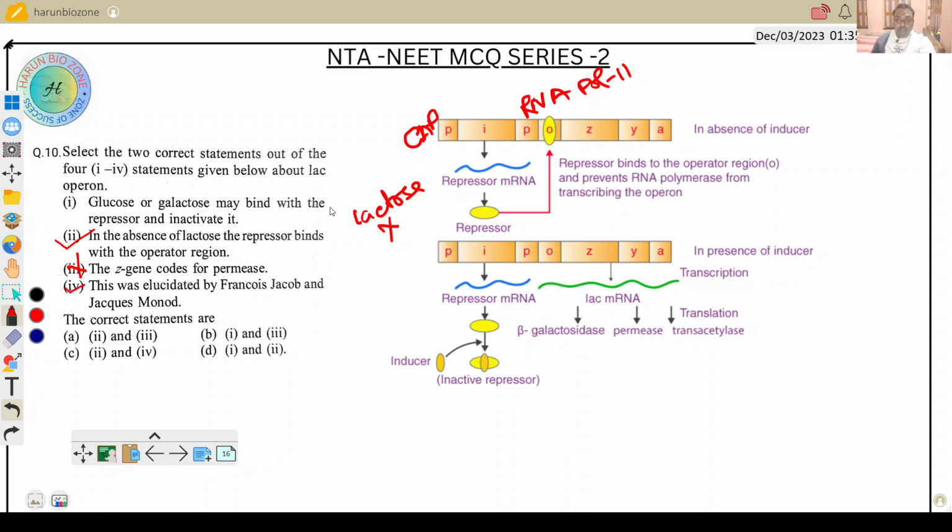Glucose or galactose may bind with the repressor? Here glucose or galactose is not necessary. Here it is lactose, this is the lac operon, so lactose is necessary. The right answer is 2 and 4. 2 and 4 means this C portion is the right answer.